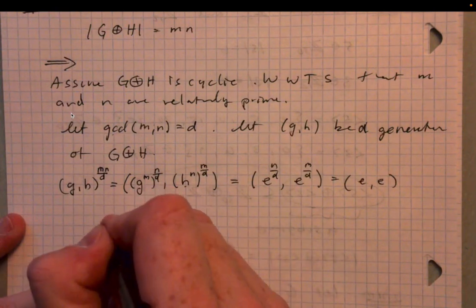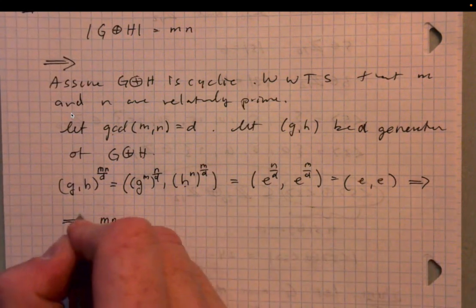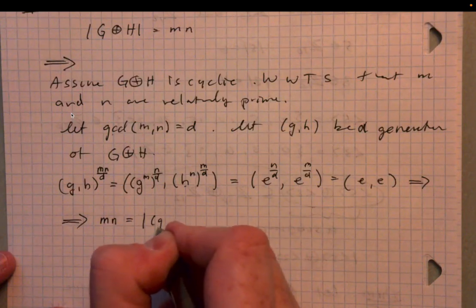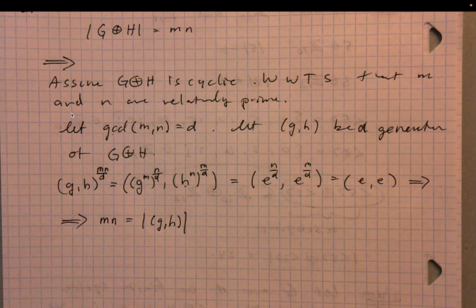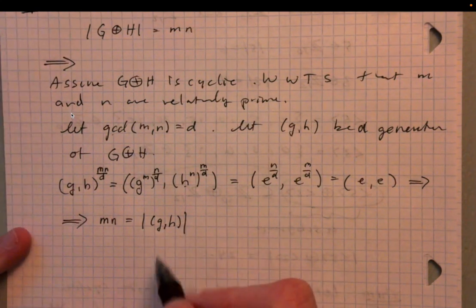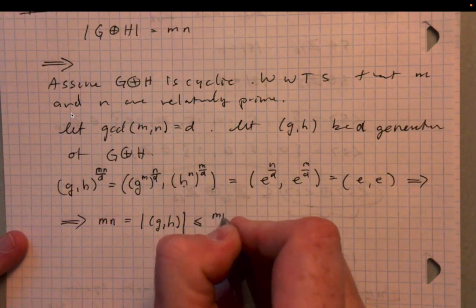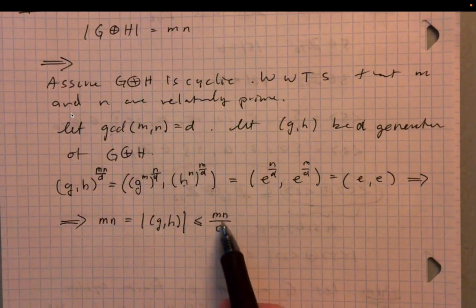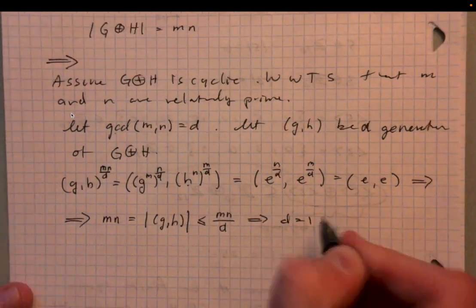Well, it means that M times N is equal to the order of the element (G, H). And of course, the order of (G, H) is going to be less than or equal to M times N over D. But in this case, if I divide M times N by anything other than 1, I get a contradiction. So this is going to imply that D is equal to 1.